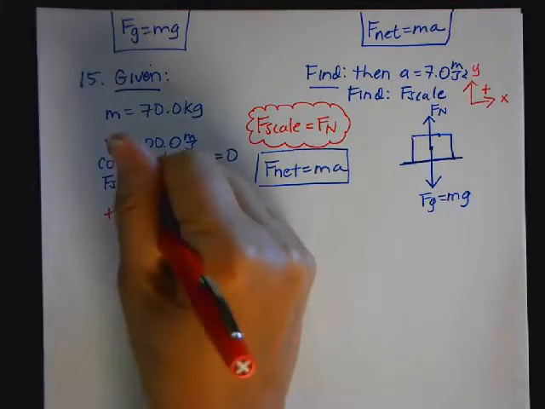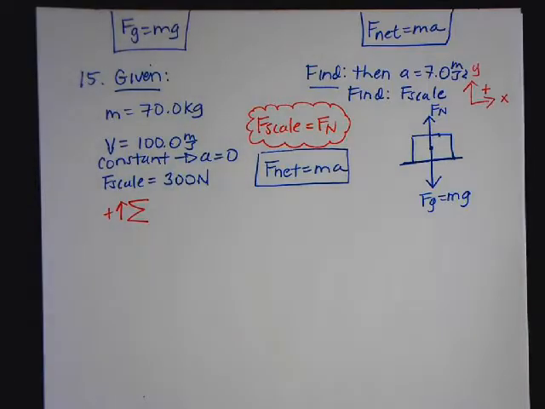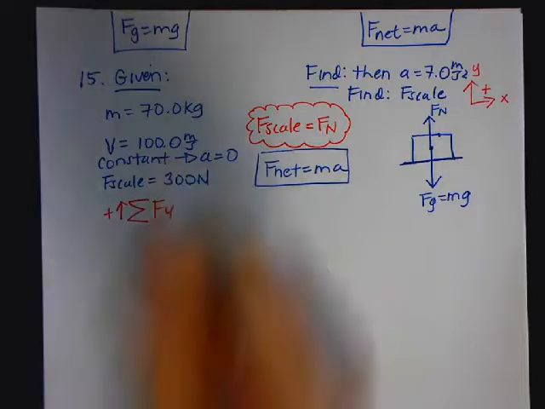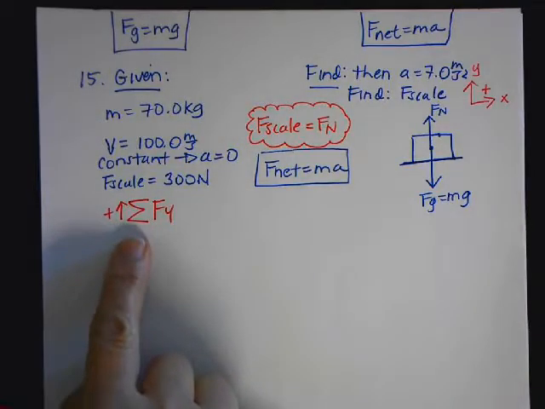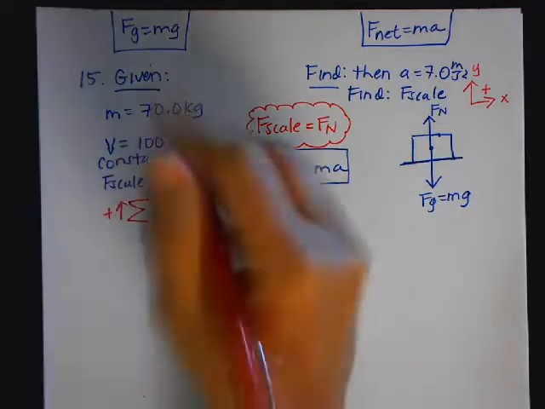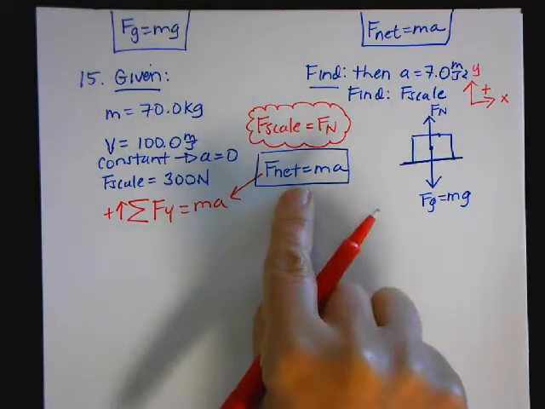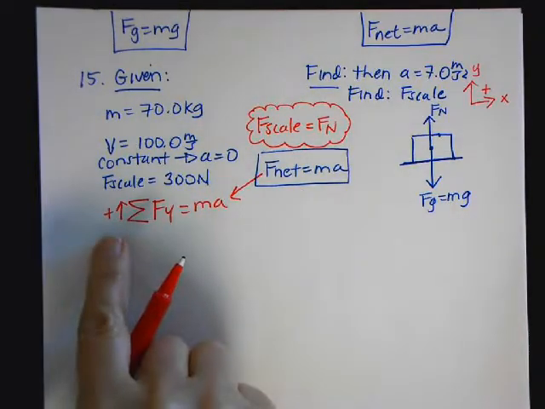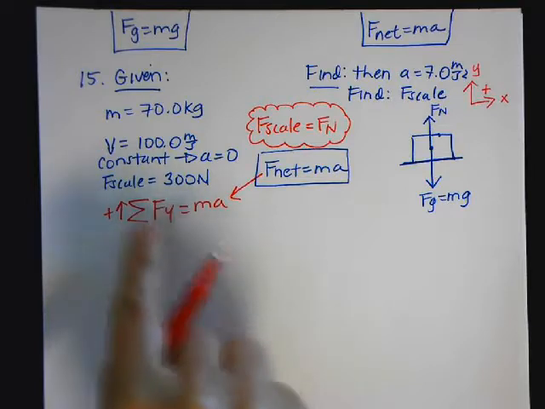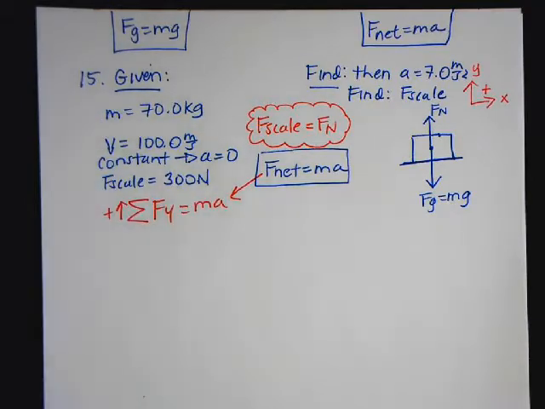Then I'm going to draw this. This is sigma, which means adding up. So all this is saying is I'm calling up positive, and I'm going to add up all my forces going in the y direction, and that should be equal to ma. So all I did here was, instead of writing F net, I wrote my sign convention, and this just says I'm adding up all my forces going in the y direction, and that's equal to ma. So that's applying Newton's second law in the y direction.